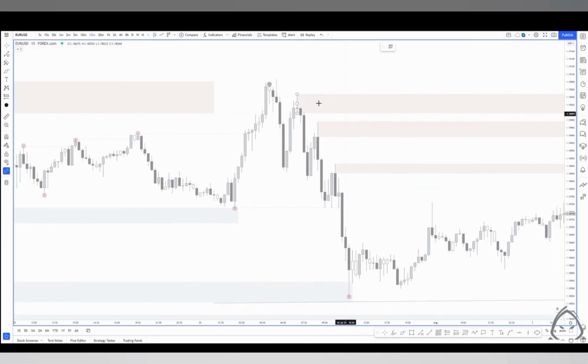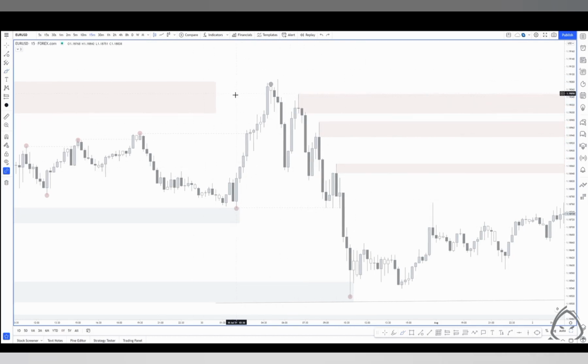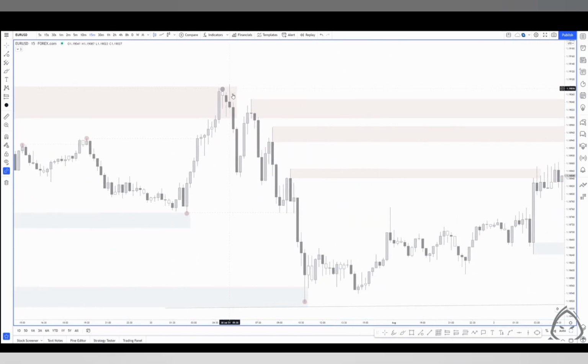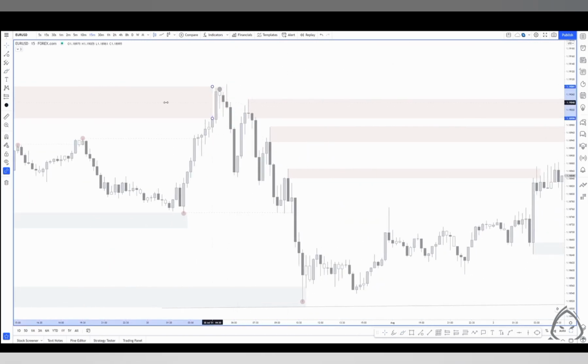Similar to this situation, we see that price hasn't actually mitigated anything in this area, but what we can see, if I just move this over, is that price mitigates a higher time frame point of interest. So I'll move this back over one more time, and what we can see is price takes liquidity and then moves to the downside. We could argue that on a 1 minute this is a structural break, so we do have a break of structure, but more importantly, we have a mitigation and a sweep of liquidity.